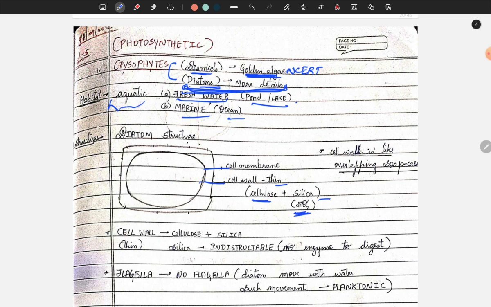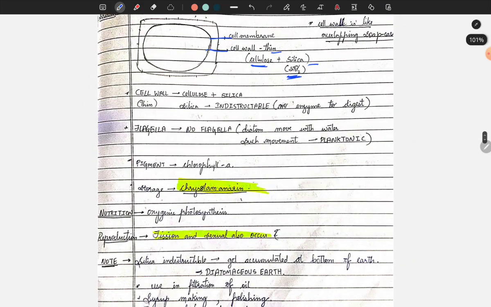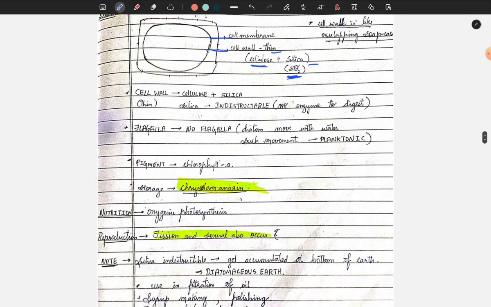Now, the cell wall is like an overlapping of soap cases. You can see the cell wall will be like this, like overlapping soap cases. That's it, and this is mentioned in NCERT. Remember, the cell wall is like overlapping soap cases. Now, next, I have written those important points here.